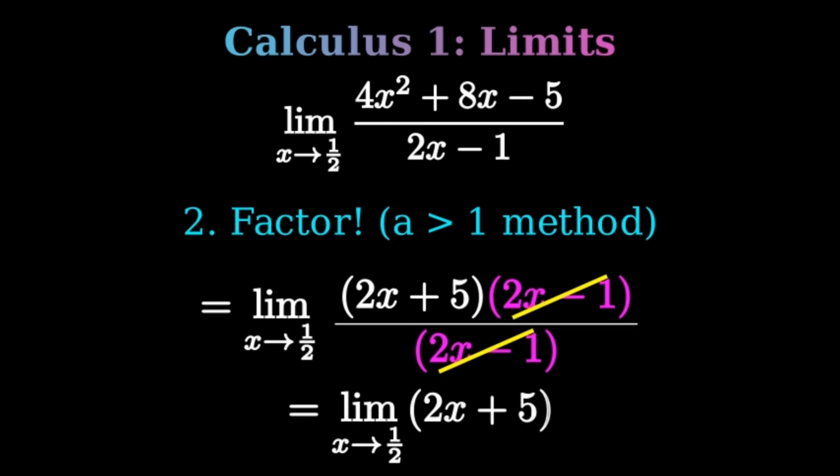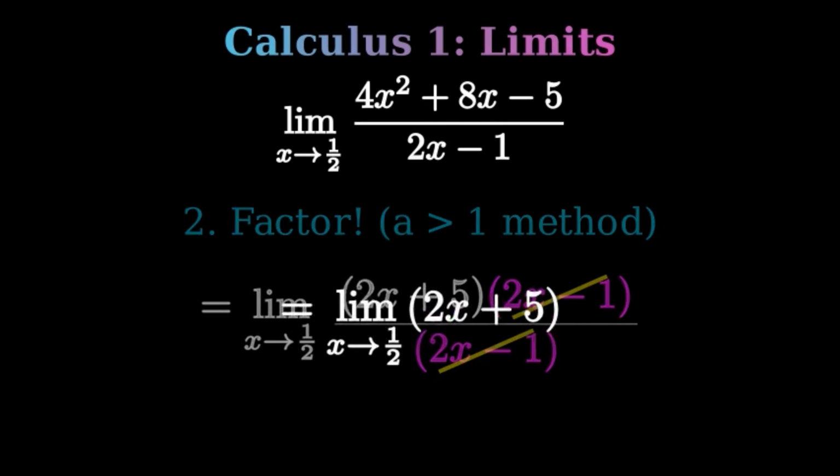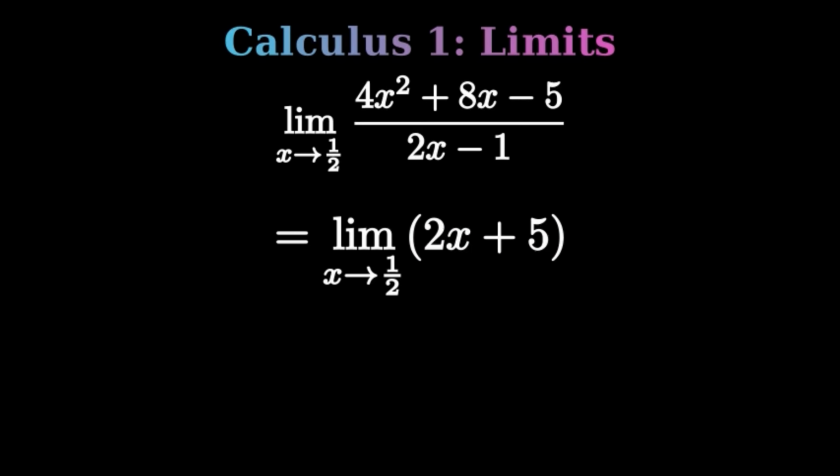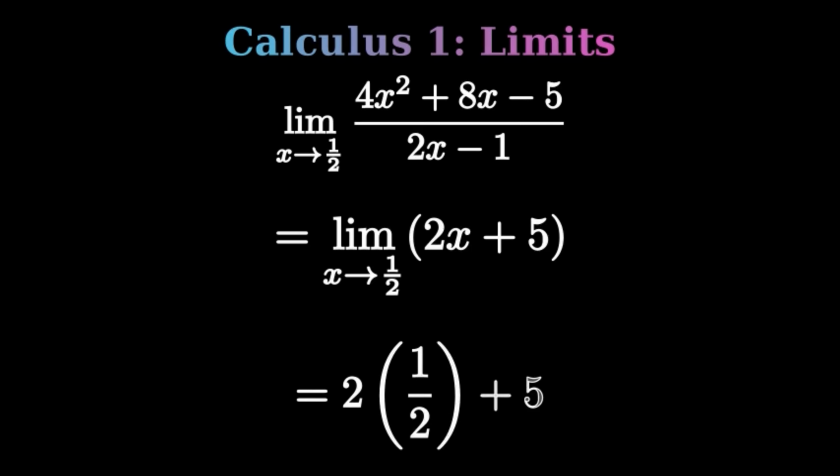Just because the limiting value didn't work the first time doesn't mean we give up. We're going to try it again, this time because those things canceled. We're going to insert that 1/2 in for x, okay? So what would that look like? Well, we have 2 times 1/2 plus 5, okay? So it does look like it's going to give us some kind of numeric value. We can actually answer this question. The limit as x approaches 1/2 of (4x squared plus 8x minus 5) over (2x minus 1) is 6.